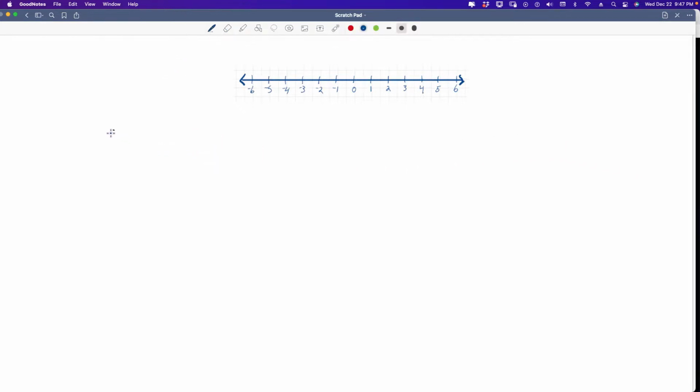We are asked to graph in 64.1, we're asked to graph x is greater than 2 and the domain is equal to real numbers. So what that means is we can graph all the real numbers that are greater than 2.